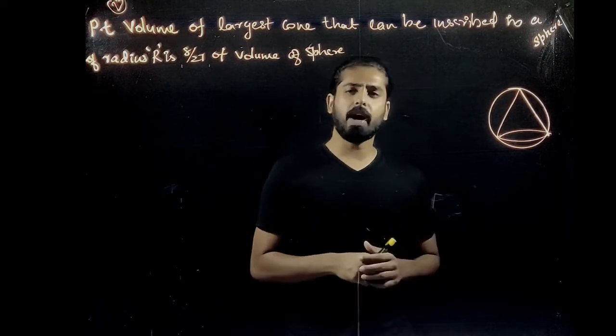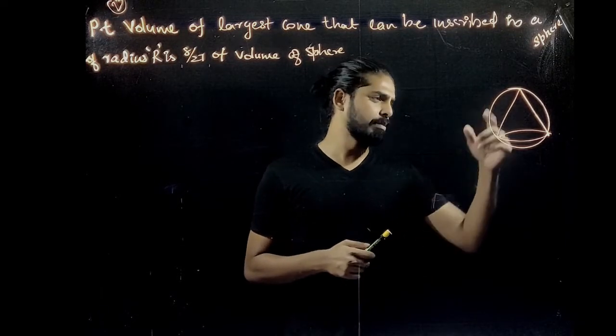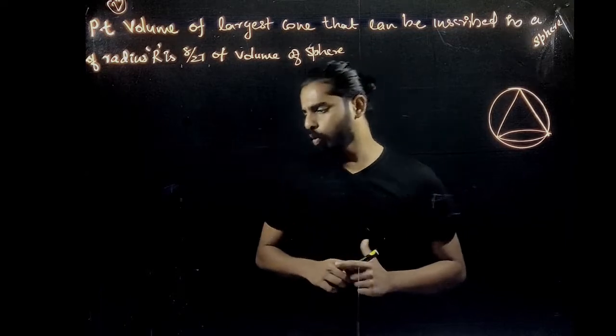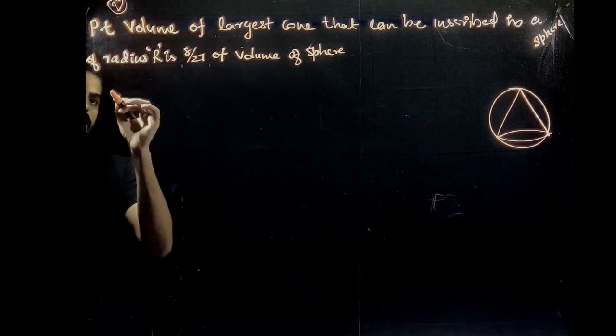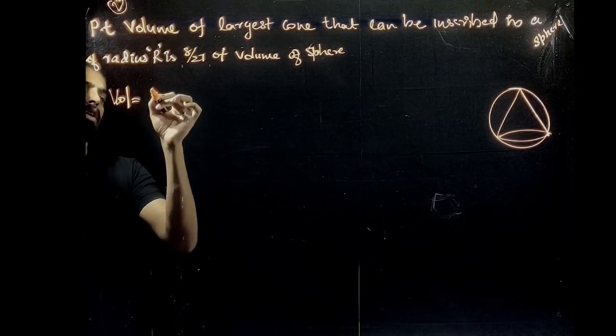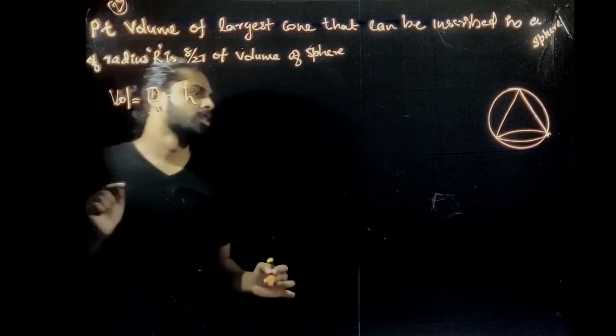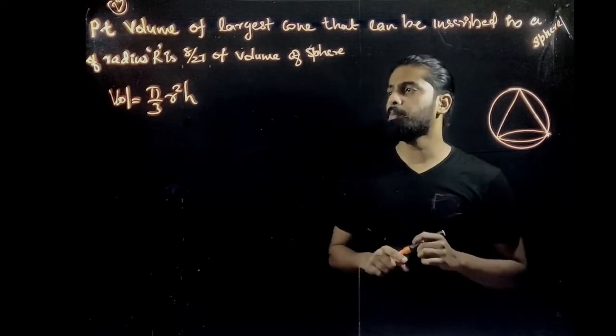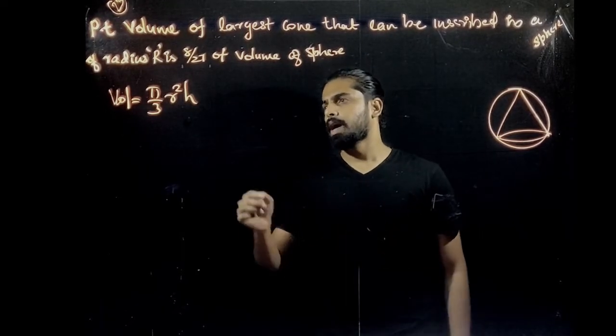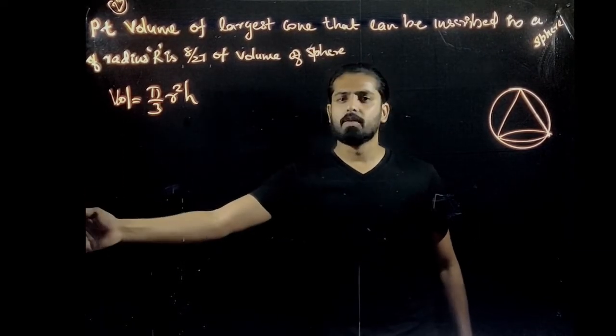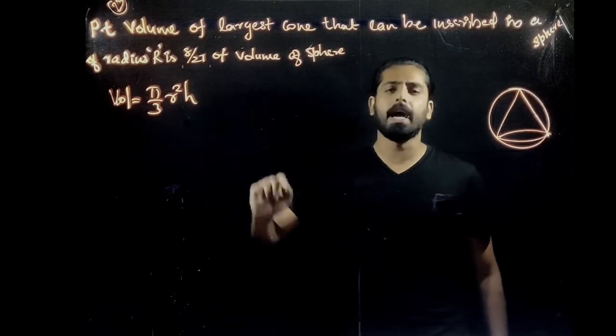For that we need to find the point of maxima, local maxima of the cone. What is the volume of the cone? The equation to find the volume is pi by 3 r square h. So this is the volume of the cone, and here we have two variables, radius and height. The volume is depending on radius and height.